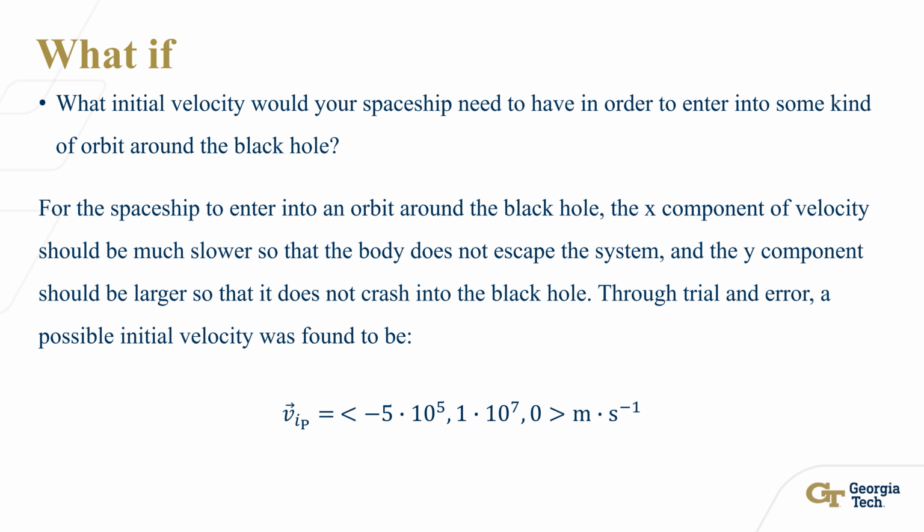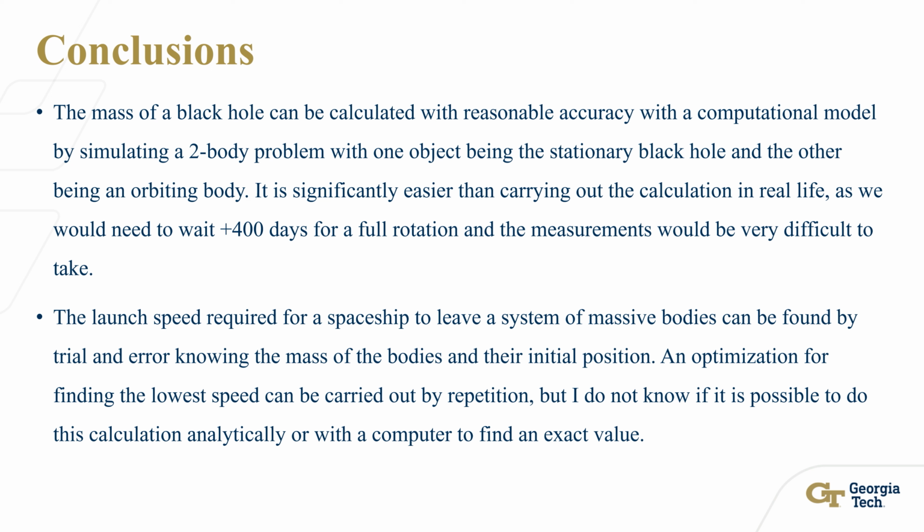In conclusion, the mass of a black hole can be calculated with reasonable accuracy with a computational model by simulating a two-body problem with one object being the stationary black hole and the other being an orbiting body. It is significantly easier than carrying out the calculation in real life, as we would need to wait more than 400 days for a full rotation, and the measurements would be very difficult to take.